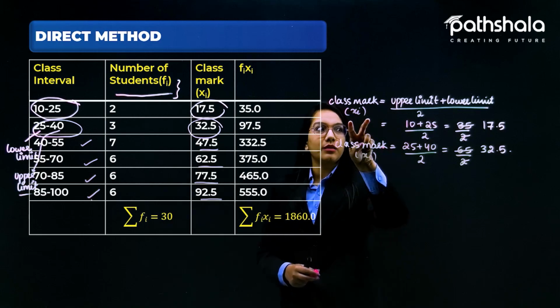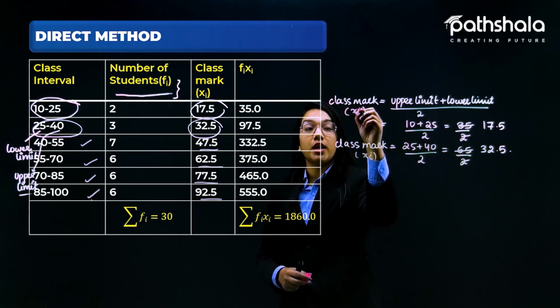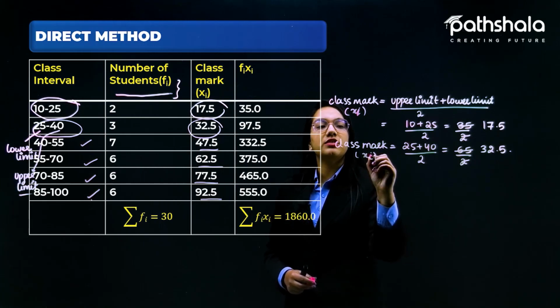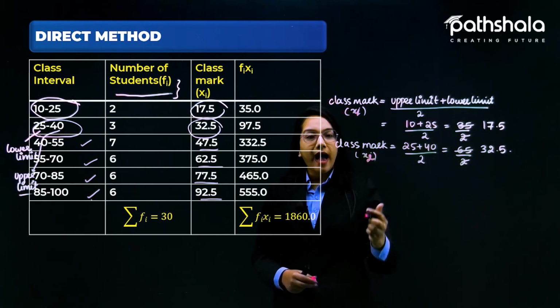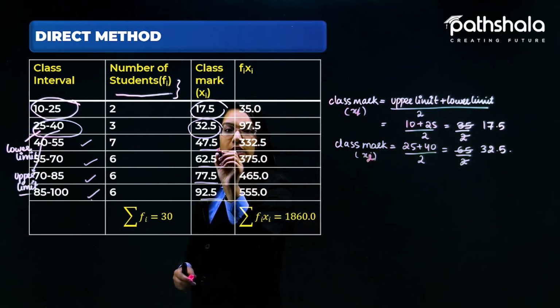Since this is my first class mark, this is represented as x1. This is my second class mark, so this is represented by x2, and so on. So this is my x1, this is my x2, this is x3, this is x4, this is x5, and so on.